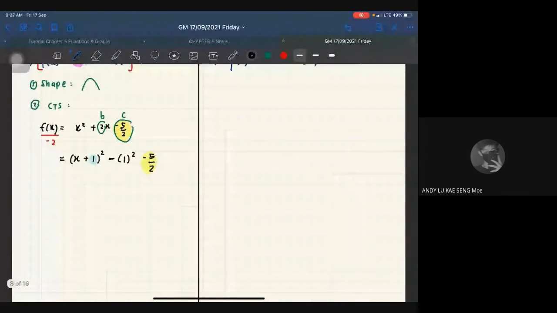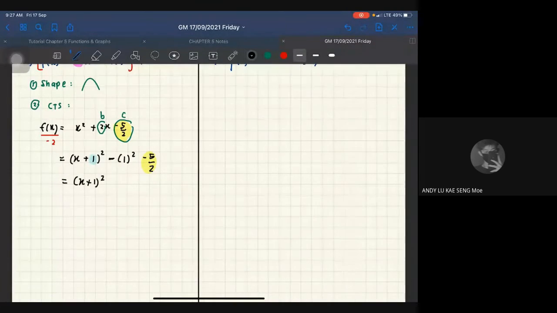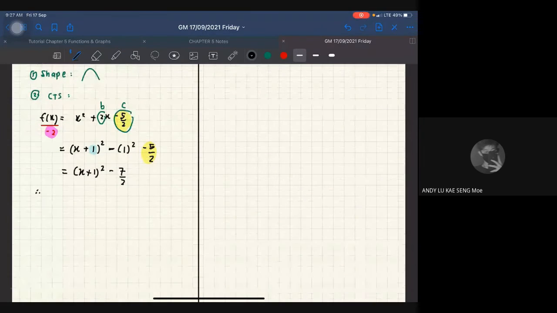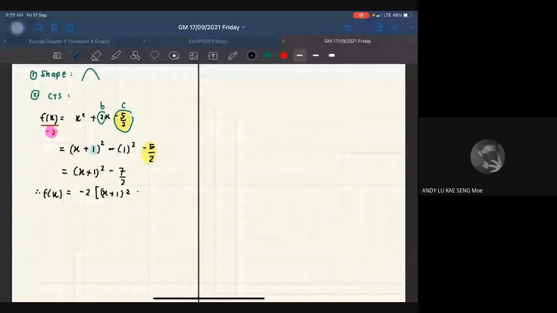Okay, so kita akan simplifykan. So sekarang awak akan ada (x plus 1) square and then negative 1 minus 5 over 2. So negative 1 minus 5 over 2, you will get negative 7 over 2. So dah siap awak punya CTS. Okay, tapi jangan lupa pindahkan balik negative 2 ni. So you transfer back this one, negative 2 pergi ke sebelah kanan untuk jadi the original function. So awak akan ada f(x) equals to negative 2 times (x plus 1) square minus 7 over 2.